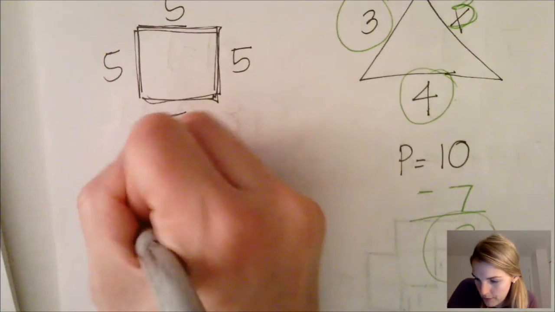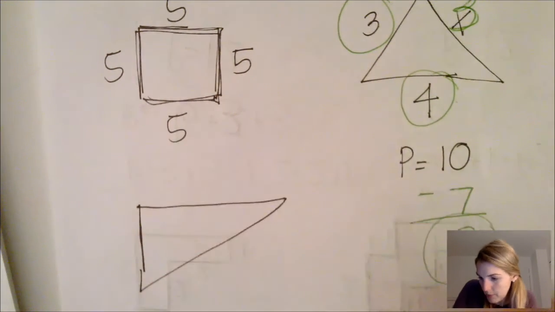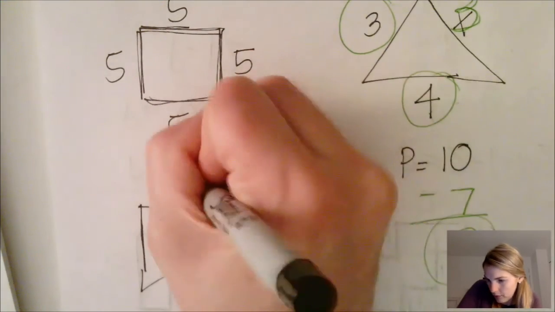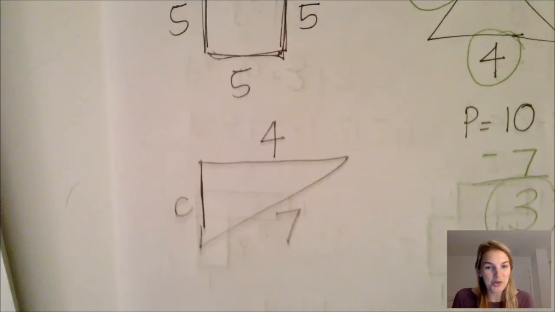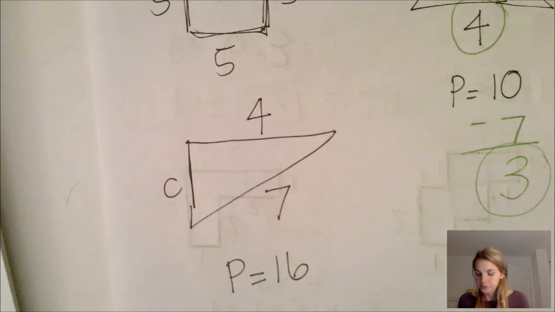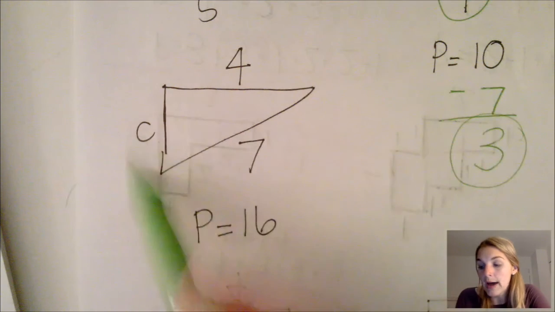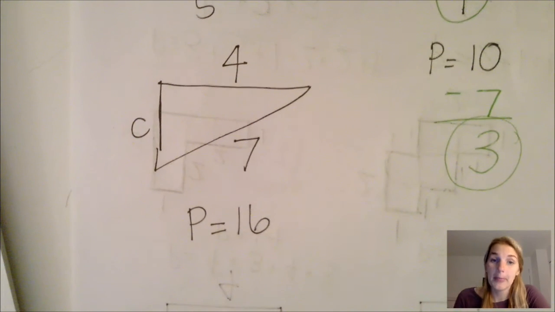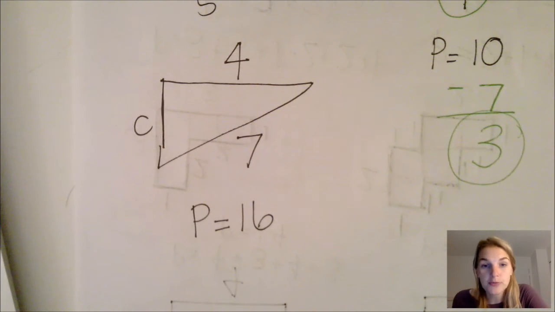Let's do another one. What if I have a shape like this, let's say. Okay, let's say I'm finding this side right here. I'm going to call it C. And I know that the whole perimeter is 16. So, remember, what we're going to do first is figure out what we do know. We know that in a perimeter you add up all the sides, but I'm missing a side. So I take the sides that I know, 7 plus 4, and that'll help me figure out what the difference is.